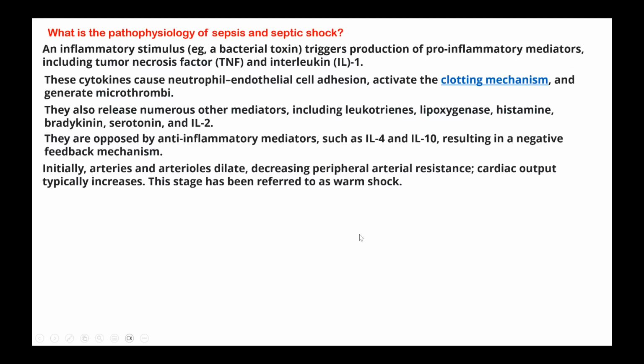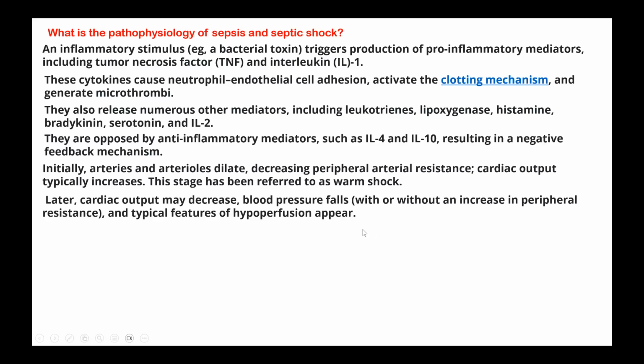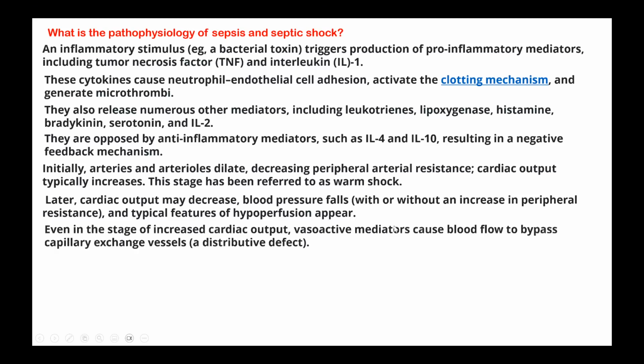So initially, the body will try to somehow adapt to those changes that are happening in the peripheral circulatory state. And later, after a particular time, this cardiac output maintenance cannot be continued. So what happens? It may decrease, blood pressure falls with or without increase in peripheral resistance, and the typical features of hypoperfusion occur, and that will become, from warm shock, a cold shock.